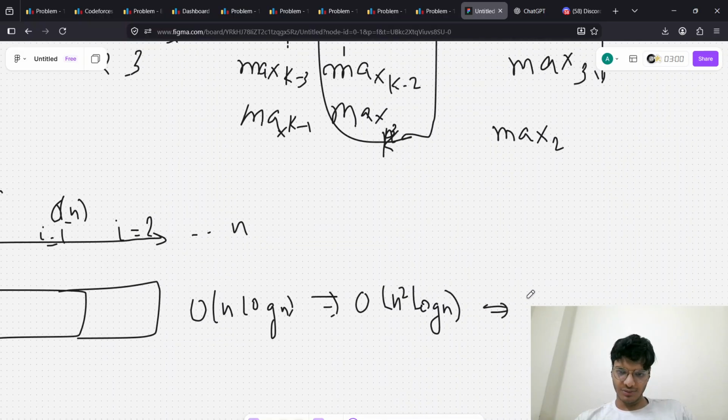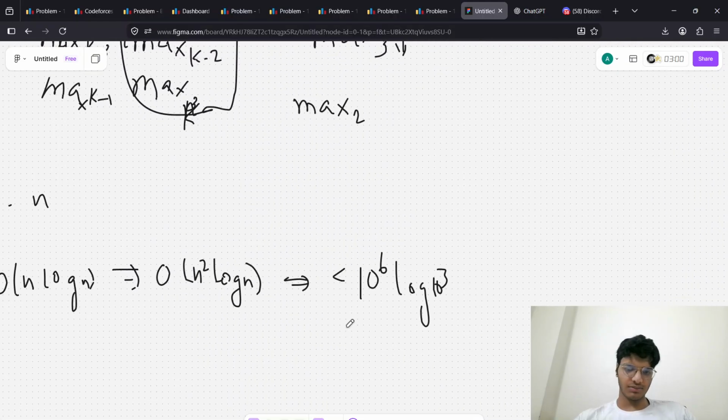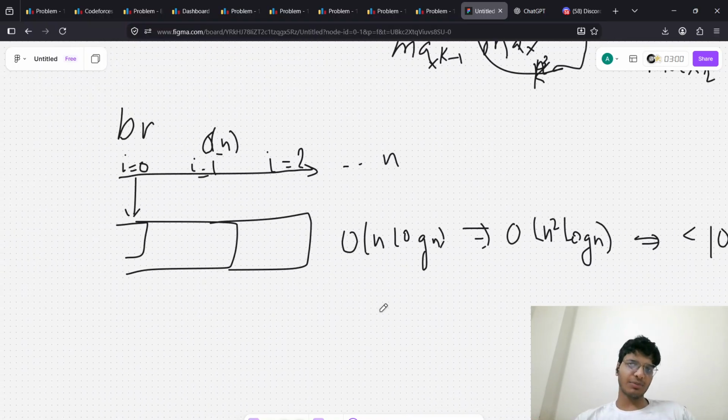And this would be lesser than to get TLE. Like if n is 10 to the power 3, that is 10 to the power 6, log 10 to the power 3, so it would be in the safe limit. We will not get TLE. It is less than 10 to the power 8. So we can approach this way.